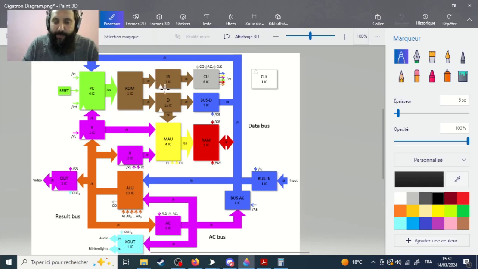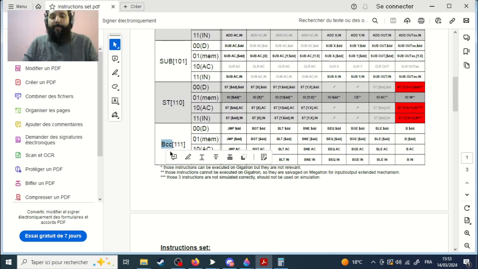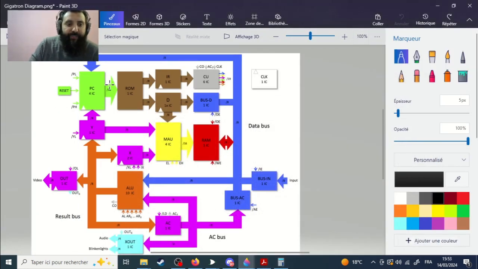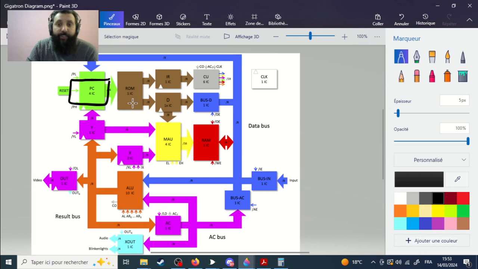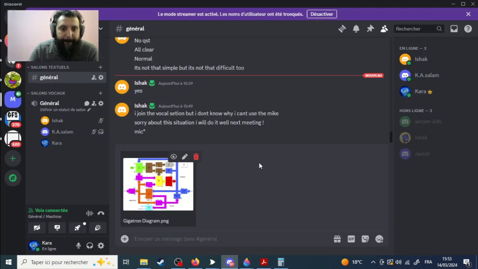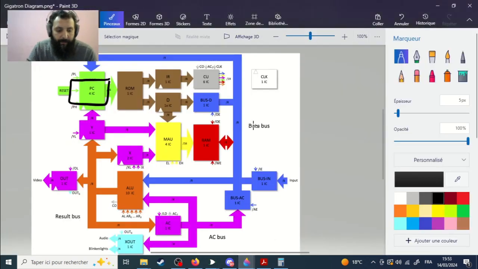Is that clear? I will repeat. We have a value inside the bus. We don't know where the value comes from. It could be from D, from RAM, from input, or from AC. Anyway, it's not important. The important thing is that some instructions, in this case the branch instructions, BCC, or jump instructions, take a jump for the next instruction. And to take this jump, you need to change the address inside the PC. Is that clear?